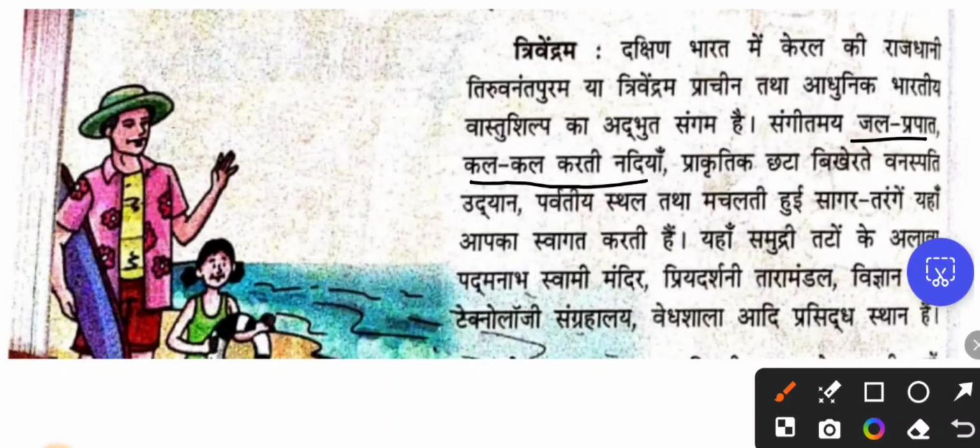Prakritik chhata bikherte vanaspati. Prakritik is natural, chhata is beauty. So the natural beauty is scattered across this plantation. Udyan is the garden, vanaspati udyan is the plantation garden which has different varieties of plants, trees, creepers and climbers. So if you go to Kerala, Trivandrum, you can see natural beauty which is scattered all over.